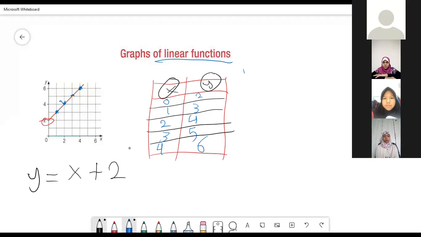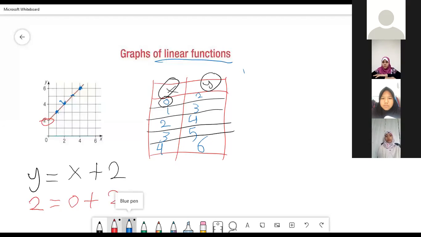Okay, let's make sure if this rule is correct or not. Let's take, for example, the 0. Let's replace the x with 0 for the first time. It's going to be 0 plus 2, right? Equals 2.